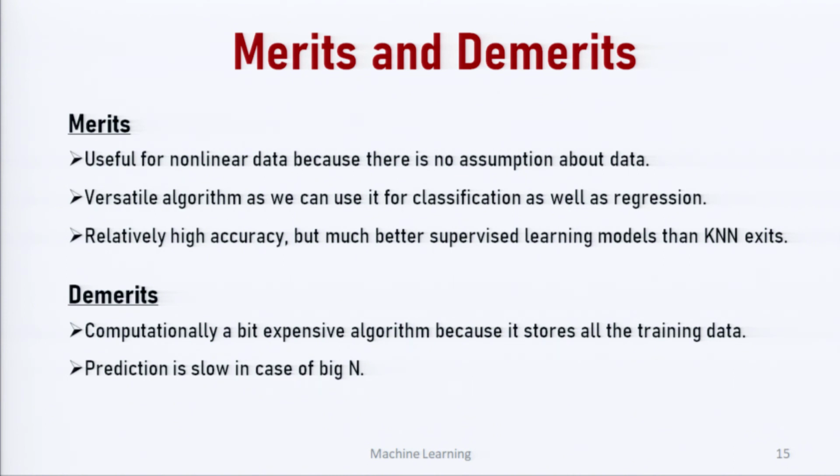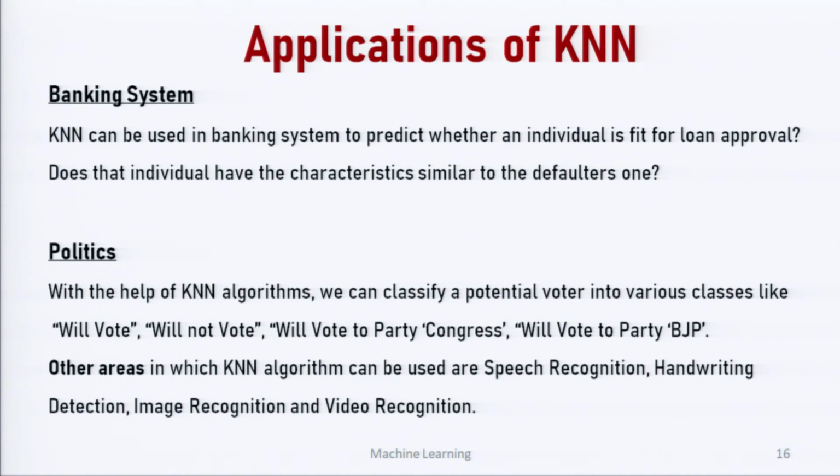What are the demerits of this KNN algorithm? Basically, it is a computationally expensive algorithm because it stores all the training data. Second, prediction is slow in case of a big number of samples. Suppose the data set has samples in large quantities, then the prediction may take some time to give the solution. So it is a slow process, and that is the drawback of this KNN algorithm.